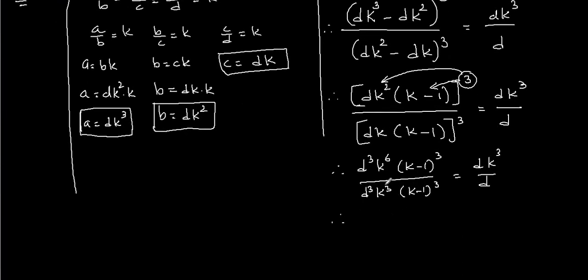Here therefore, d cube cancel, this part and this part cancel. From here D and D cancel, here 3 and here it becomes 3. So what is remaining here? K cube is equal to K cube. So LHS equal to RHS, hence proved.